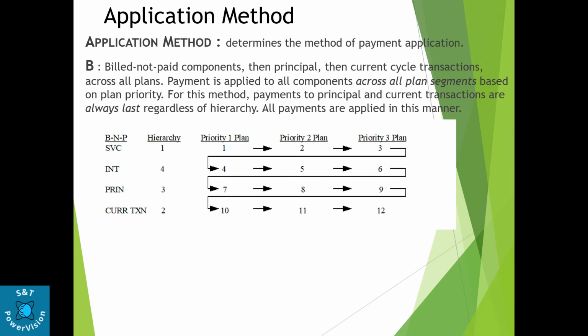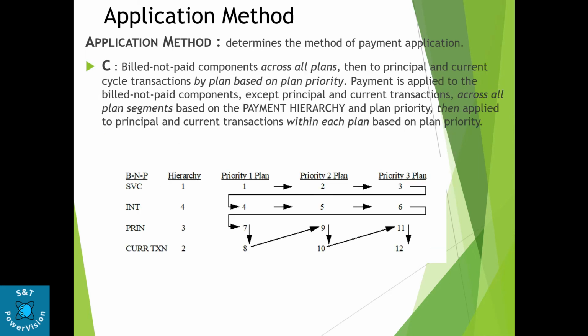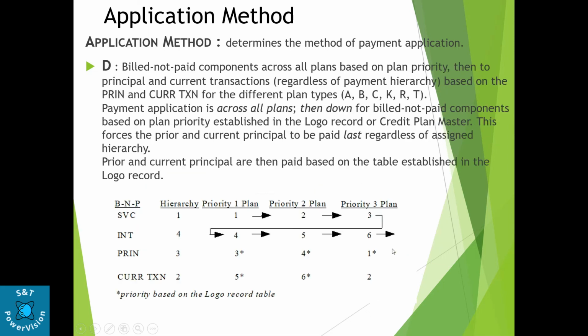Now let's see the next application method and how it works. If you see here, same BNP: service, interest, principal, then current transactions. First, it will satisfy the service charge fees 1, 2, 3, then interest. After that, for a given plan, principal and current transactions, then again principal and current transactions for the next plan, directed by the arrow here.